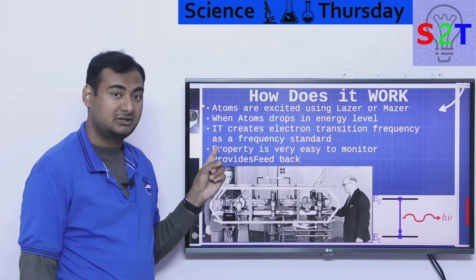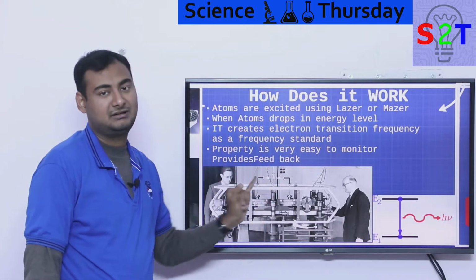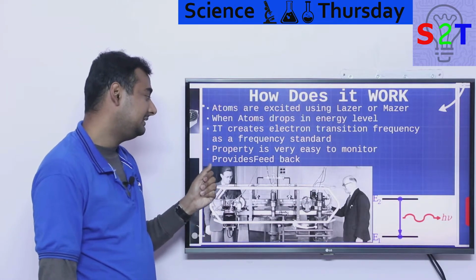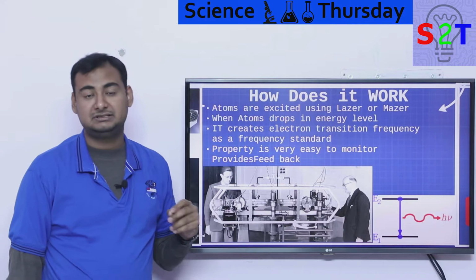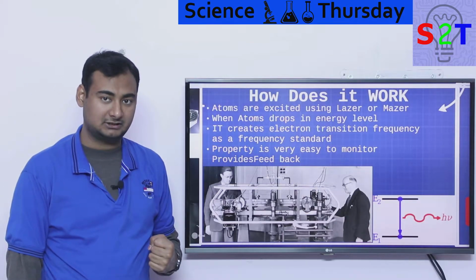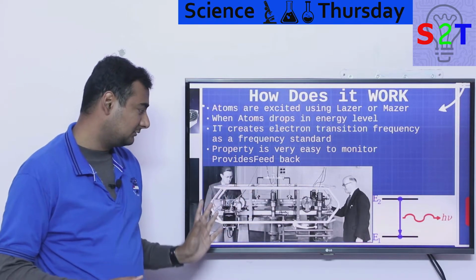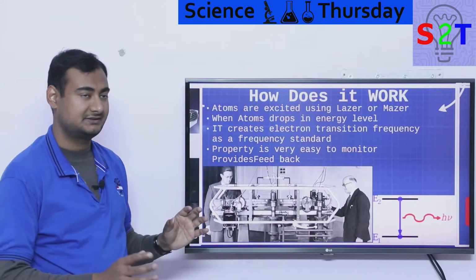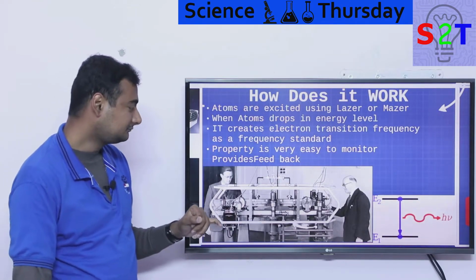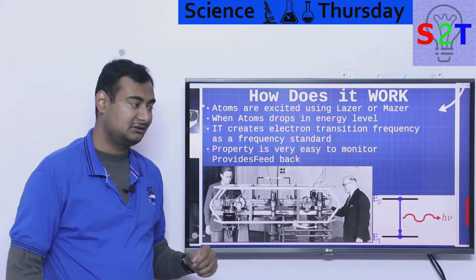The accuracy comes from the fact that the property doesn't change. This is the reason why we can even make an atomic clock. The property is very easy to monitor, and that allows us to have a feedback loop. What does that mean? Let's say this is the oldest, maser-based cesium atomic clock. So this was very old and complicated. Now what do we have?